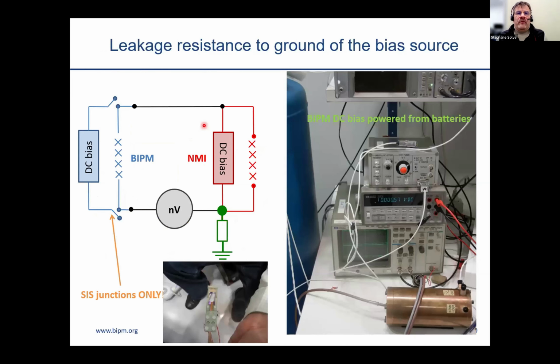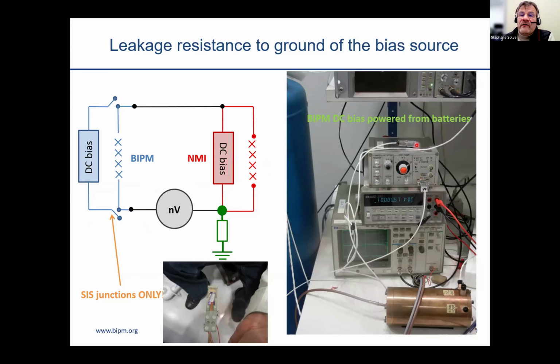Let's move a little bit now for a few slides about the leakage resistance to ground, and I want to focus only on the bias source today. This picture shows the BIPM transportable system, the second version that we've been using with the SIS units. A nice feature about this is that we have a DC bias which is powered from batteries. This is one point to avoid any ground loop if the DC bias of the participants is always connected to low side.